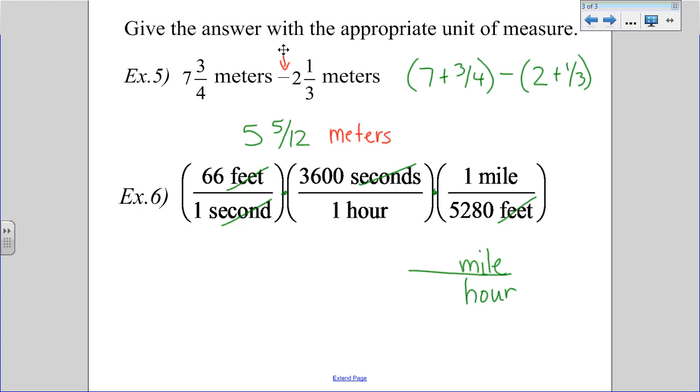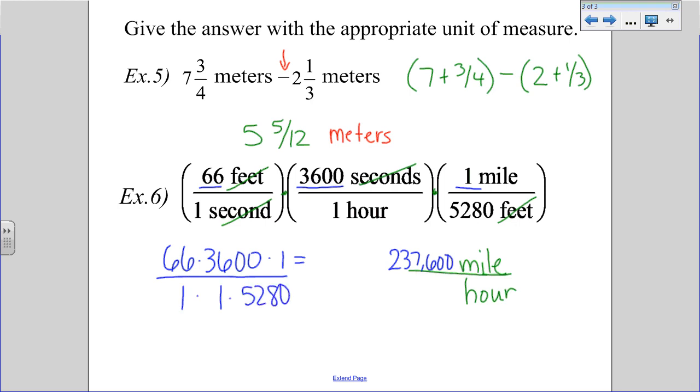Then what we're going to do is go through and do all this multiplication. 66 times 360 times 1. I'm sorry, not 360, 3,600. So type in 66 times 3,600 times 1, and that's going to give you your numerator. So we're going to take 66 times 3,600 times 1, and that gives me 237,600 miles. We then have in our denominator 1 times 5,280. So hopefully we're not even using our calculator for that.